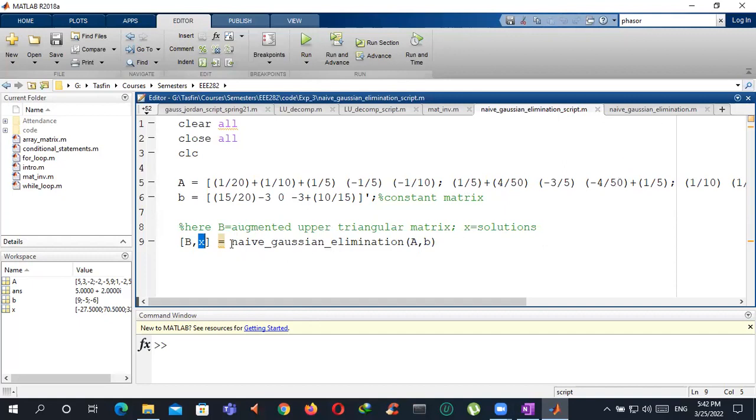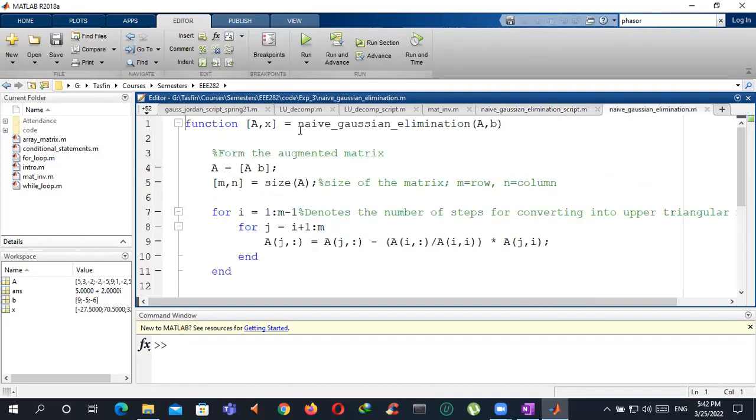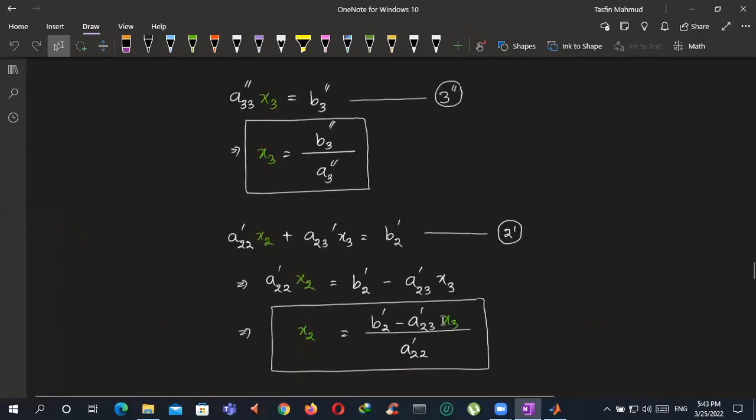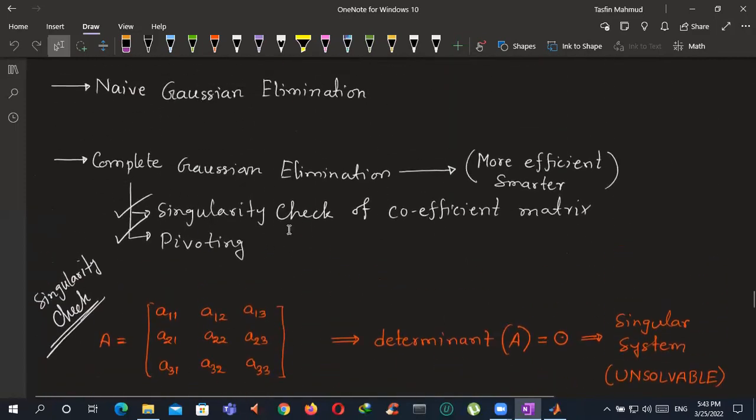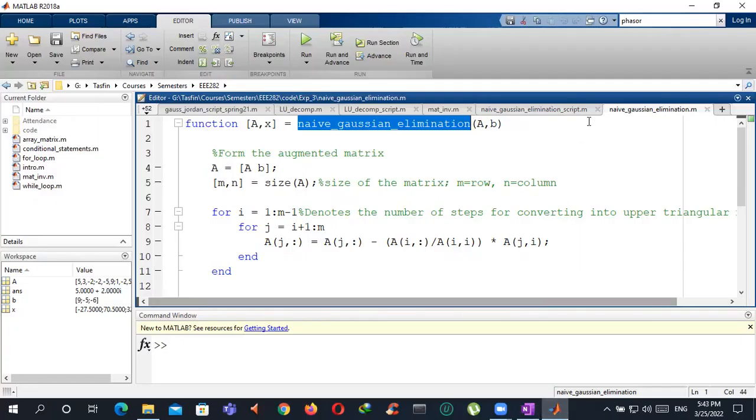So what is written inside this function, naive Gaussian elimination? You have to make some small modifications here to implement the singularity check and the pivoting that I discussed. You have to make the changes for the singularity check and the pivoting inside this function. These two .m files will be provided on Bus. You have to make the changes in this naive Gaussian elimination function.